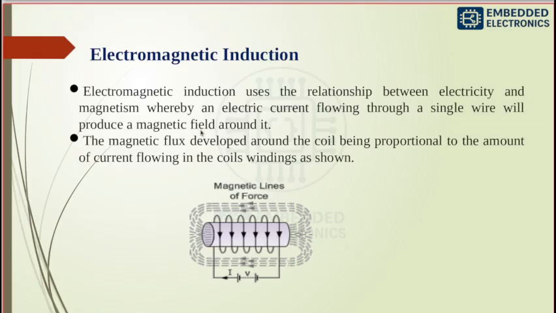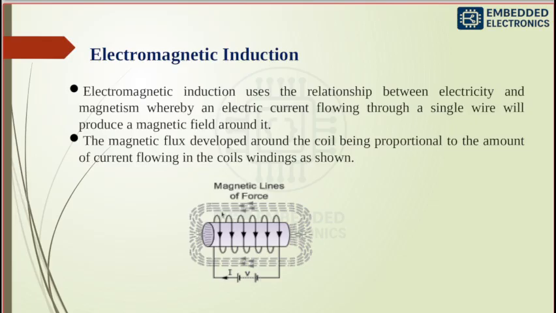So the magnetic flux developed around the coil is proportional to the amount of current flowing in the coil's winding, that is shown in this figure. Simply we can say that electromagnetic induction means producing electricity using a changing magnetic field.